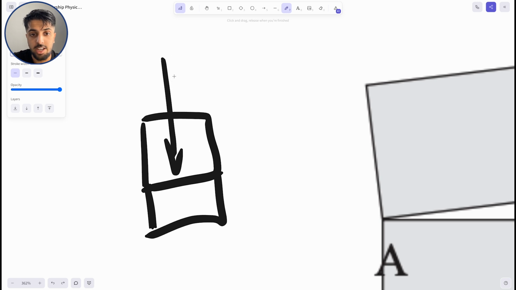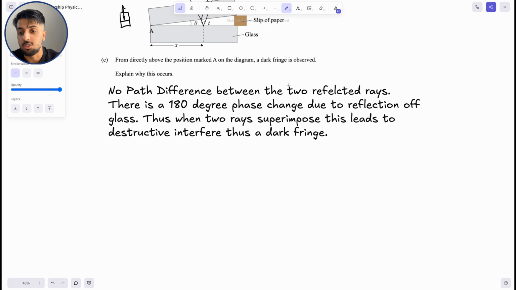And so those light rays are just going to be on top of each other, and there's going to be no path difference between the two light rays. And if there's no path difference, then they're just going to cancel each other out because the light is coherent with itself. And so we can write that in. No path difference between the two reflected rays. Therefore, there is a 180 degrees phase change due to the reflection off the glass. Thus, when the two rays superimpose, this leads to destructive interference of the rays, and thus a dark fringe is produced.